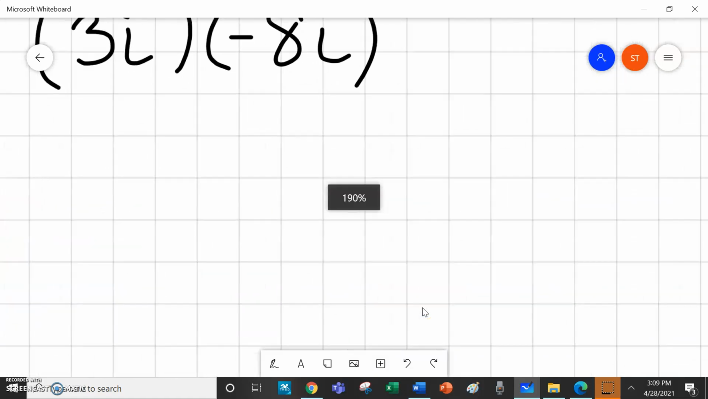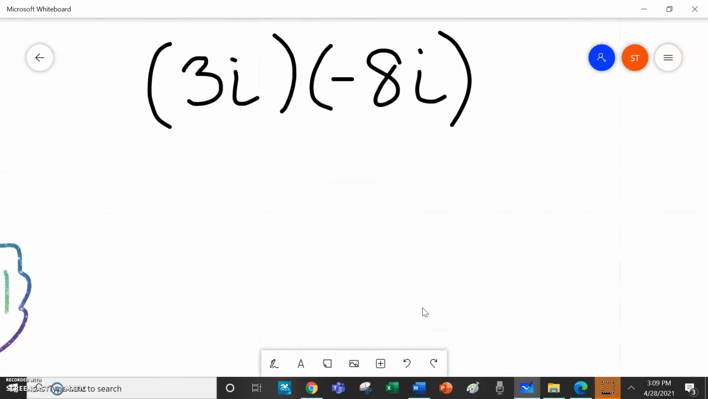Now let's look at our second practice problem here. We have (3i)(-8i). So you can hear I almost made the mistake of thinking it's a subtraction just because I saw a negative, but no, make sure we're aware of the fact that we have two sets of parentheses.